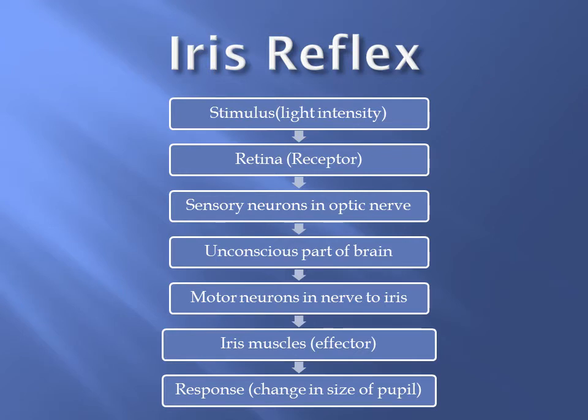Here you can see the iris reflex. In this reflex, you can see the route from stimulus to response, how it goes down. Whenever our eyes look from a dim light to a bright one, what happens? The iris rapidly and automatically adjusts the pupil size. So this is an example of a reflex action.